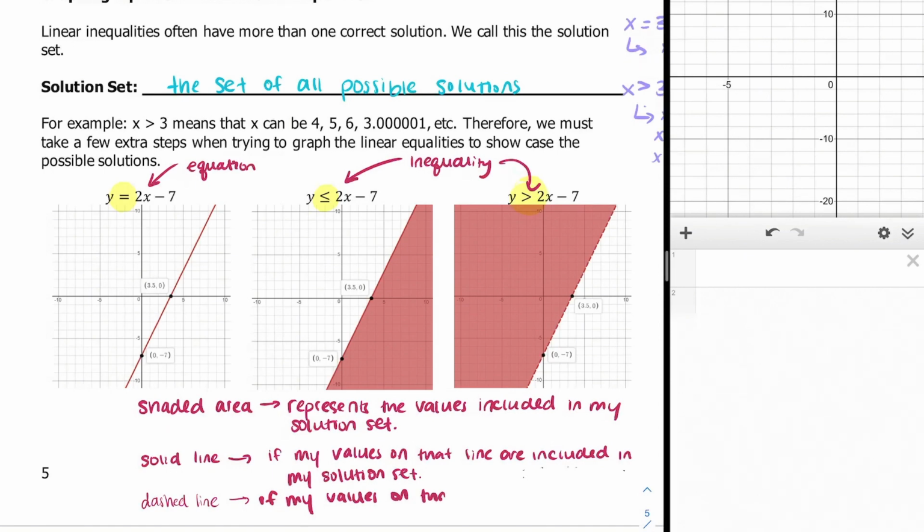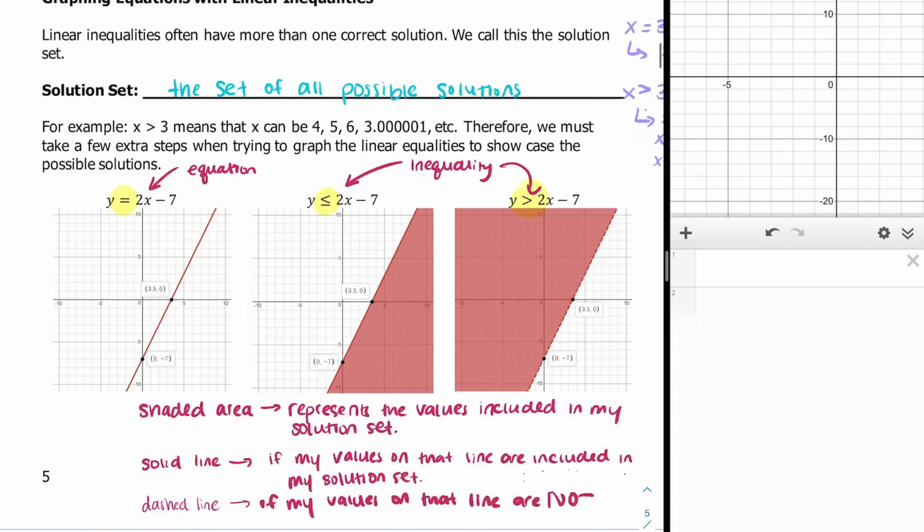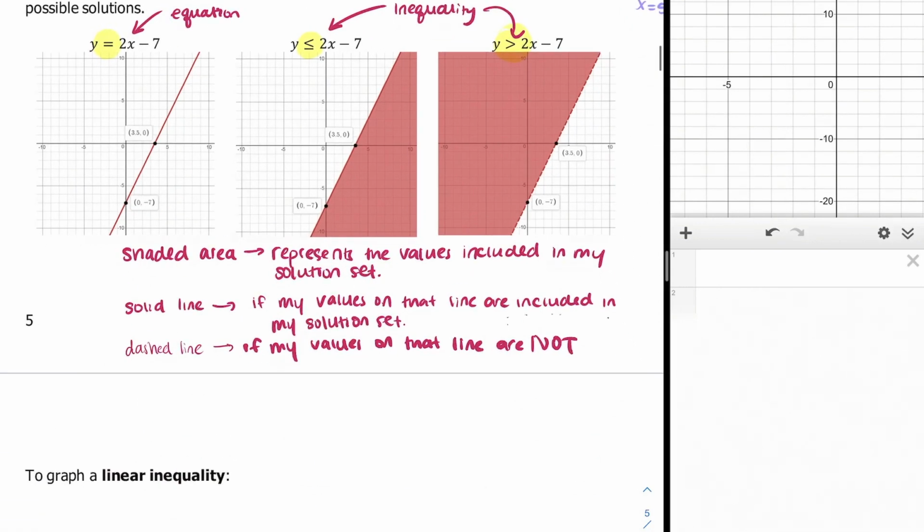If my values on that line are not included in my solution set.